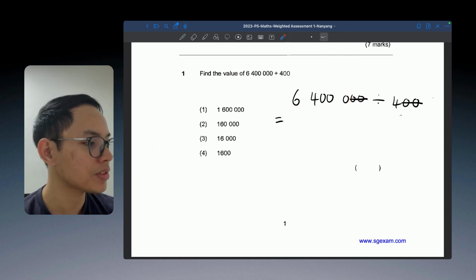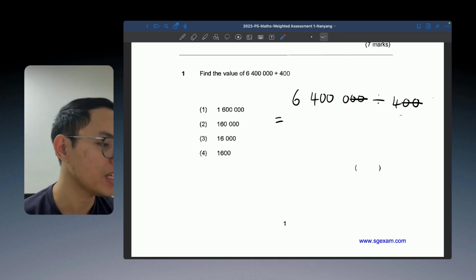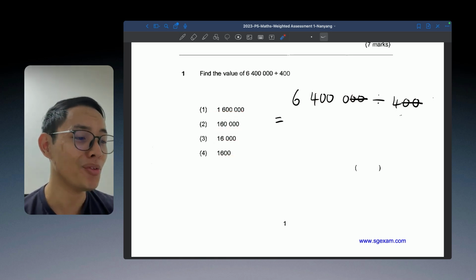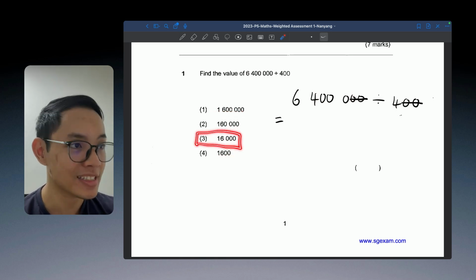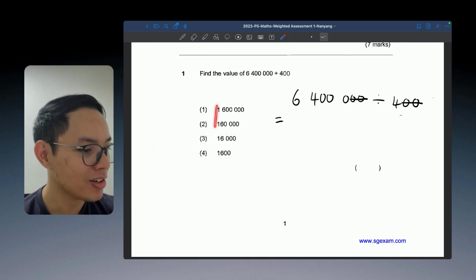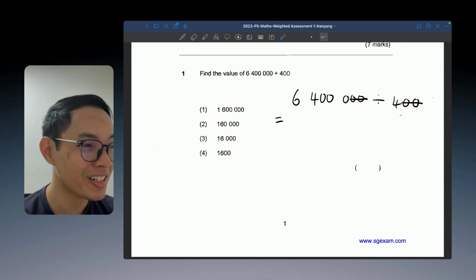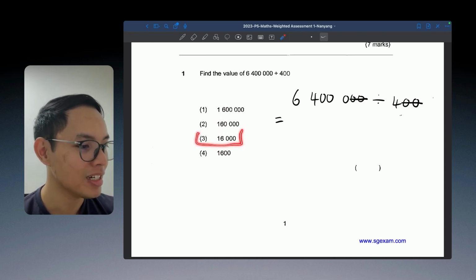Now the next part is, how do we get the answer? Generally the quick way is to see if the answer has three zeros, and if you guess correctly, the answer is actually 3, because the first two digits are 16. So generally, you already know the answer should be option 3.